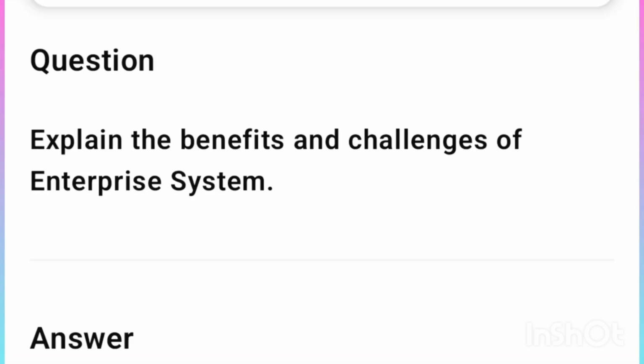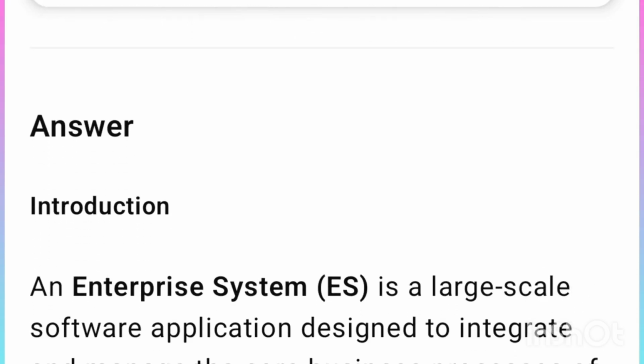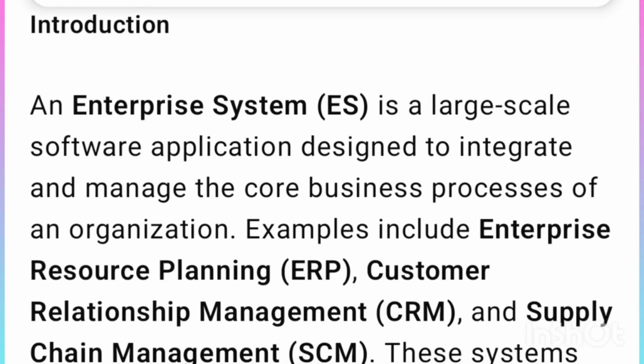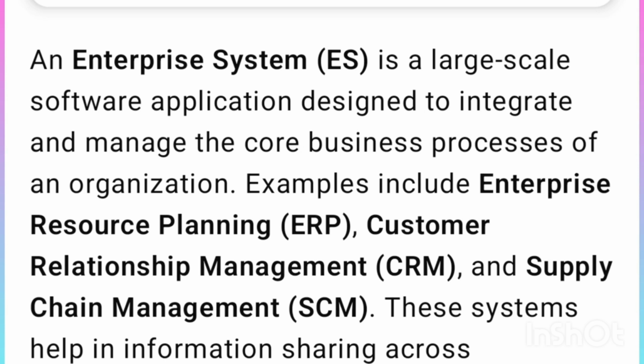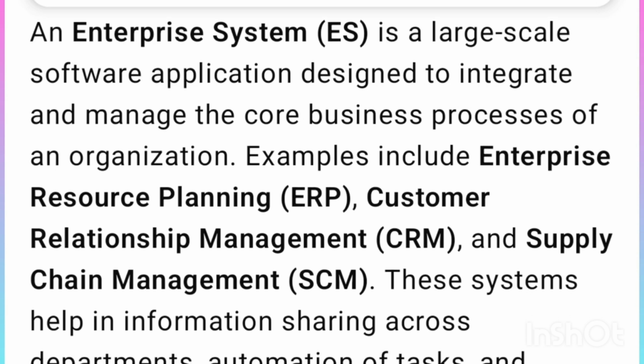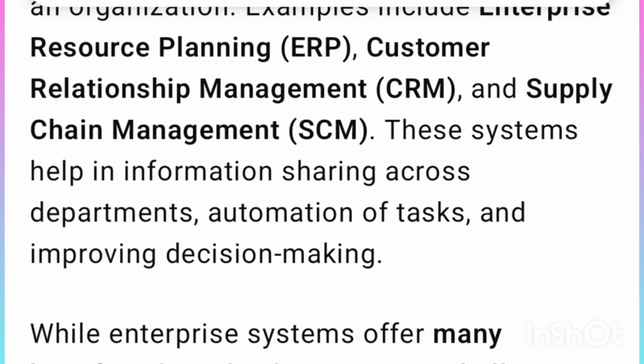Explain the benefits and challenges of enterprise system. Answer. Introduction. An enterprise system, ES, is a large-scale software application designed to integrate and manage the core business processes of an organization. Examples include enterprise resource planning, ERP, customer relationship management, CRM, and supply chain management, SCM. These systems help in information sharing across departments, automation of tasks, and improving decision-making.